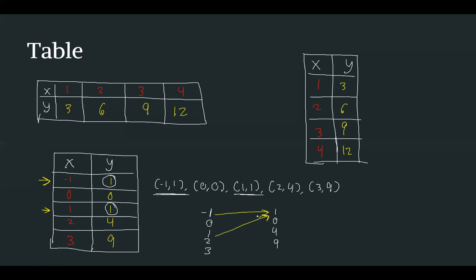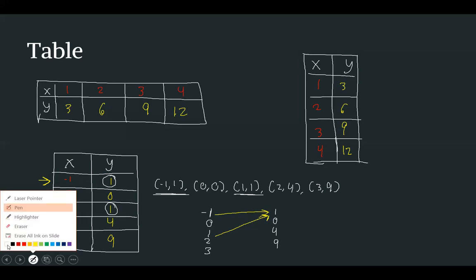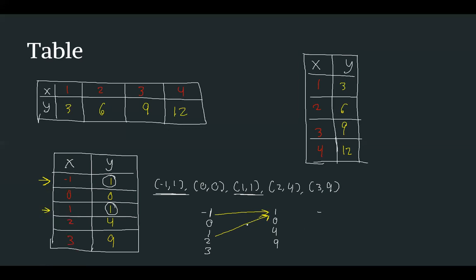So what do you call this one? If you have more than one element from set X connected to only one element in set Y, this is what you call the many-to-one diagram. All right. So to be specific, let's just remove the other numbers except negative 1 and 1. All right, this is how it looks like.